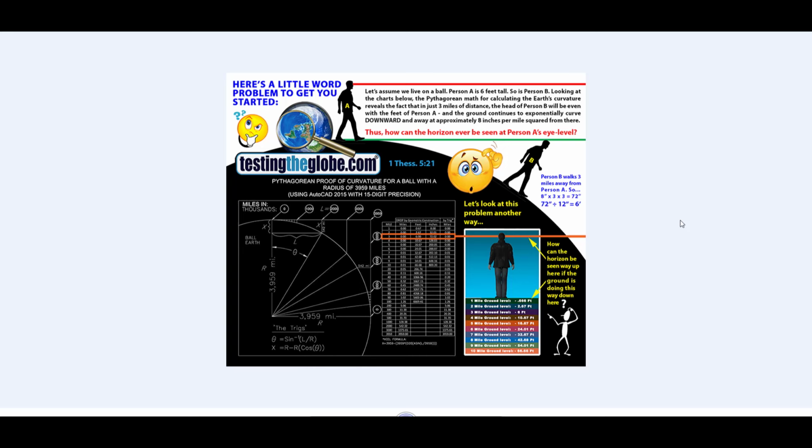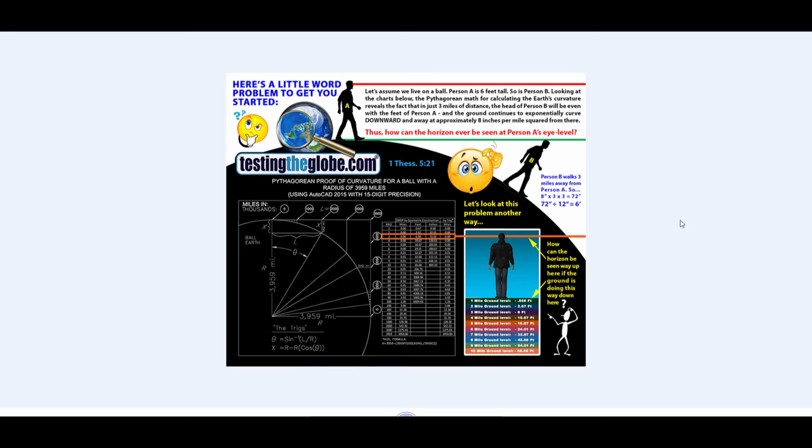the head of person B will be even with the feet of person A, because person B is going down the curvature of the Earth, and the ground continues to exponentially curve downward and away at approximately 8 inches per mile squared from there. Thus, how can the horizon ever be seen at person A's eye level? Because person A sees the horizon all the time at the same eye level.